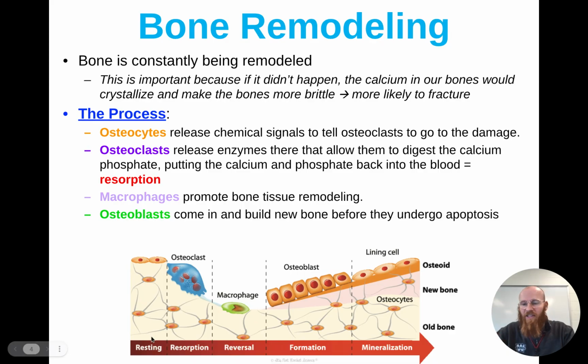So it's going to start at a resting stage, some sort of damage occurs, we reabsorb the existing mineral components, we reverse any sort of innervation or nutrient delivery via the vascular tissue, and then we have formation of new bone and overall the mineralization, which is the hardening and thickening of that bone tissue. So that's bone remodeling, what process is involved there.